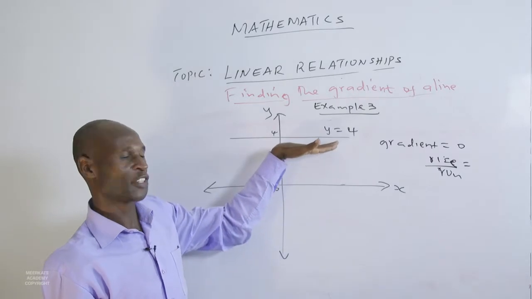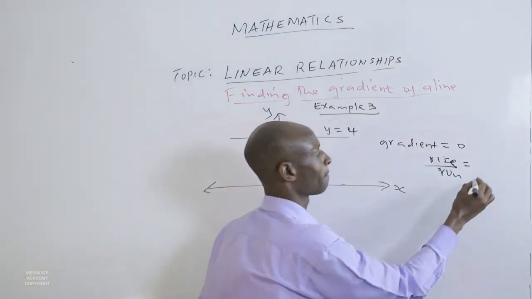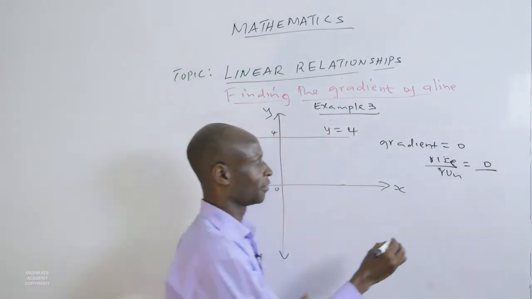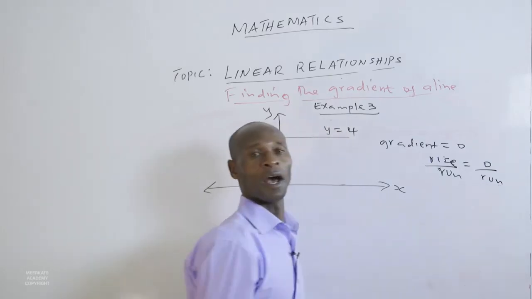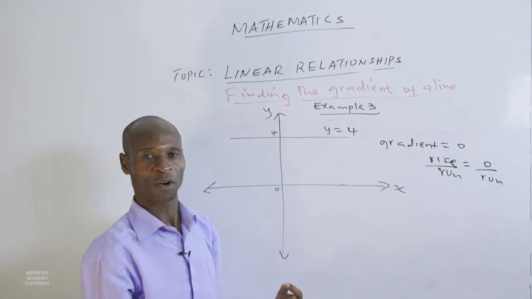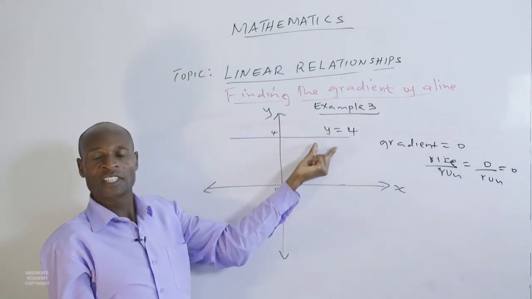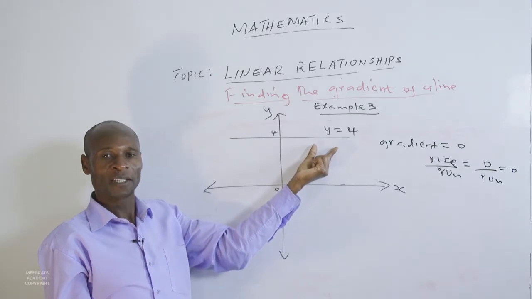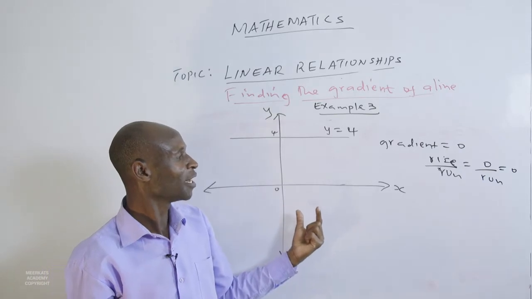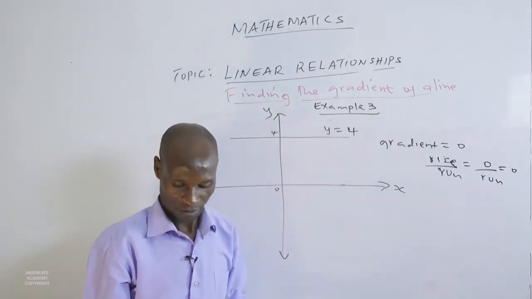there is no rise for a horizontal line. The rise is 0. However, the run is there. And if you take 0 divided by any value, the result is 0. So, because the line y is equal to 4 is a horizontal line, its gradient is 0. So the reason we give is that you say the gradient of a horizontal line is 0.